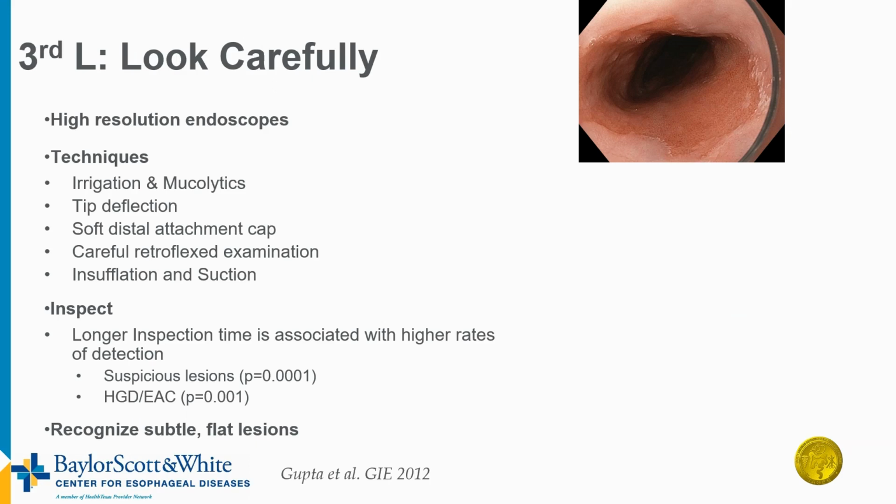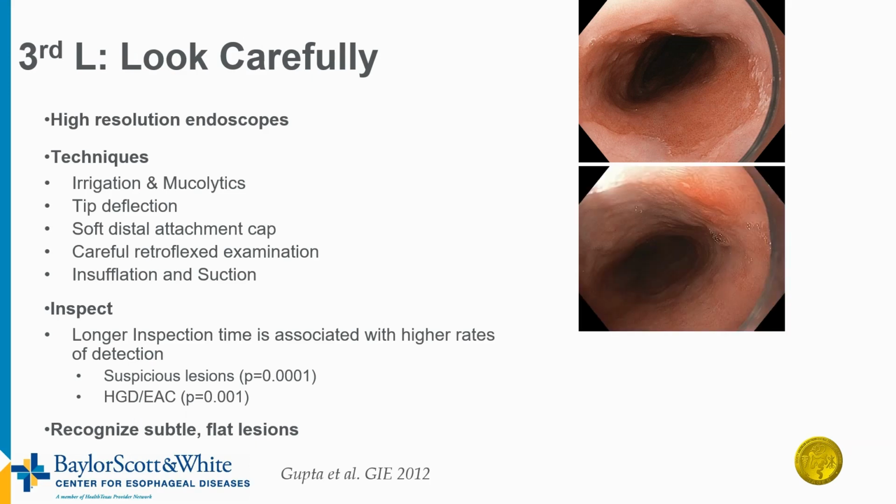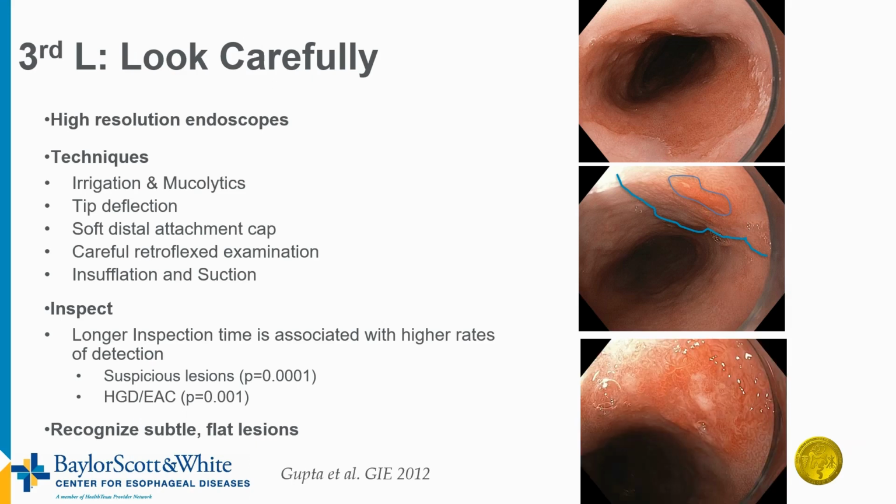If we only look for protruding lesions as we look down the lumen of the esophagus, we might miss more subtle lesions. For example, in this image on the second photo, we can see color variance and mucosal irregularity in this area. With tip deflection and the use of the soft distal cap, we can see this area of mucosal irregularity, and this area was diagnosed as high-grade dysplasia.